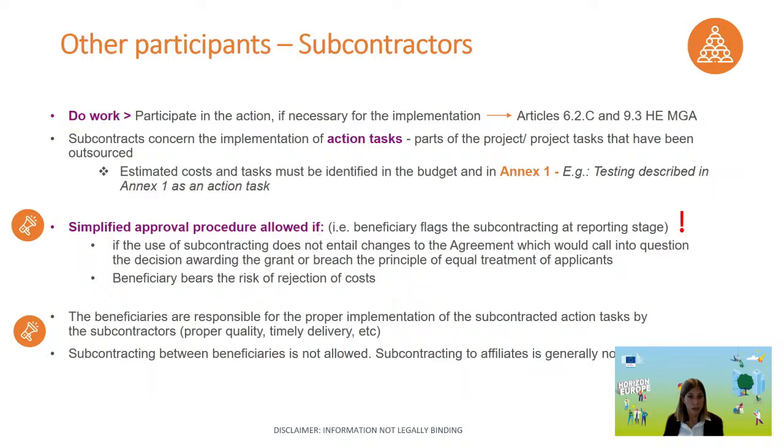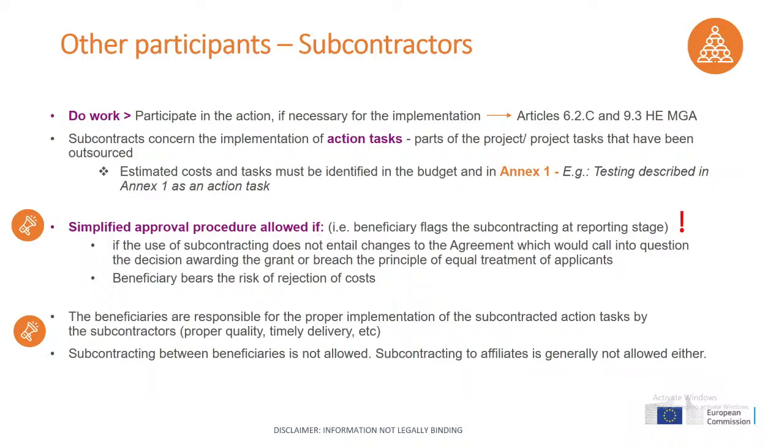You have to bear in mind that the subcontracting can be accepted only if it is justified and if the use of the subcontracting does not entail changes to the agreement, which would call into question the decision awarding the grant or breach the principle of equal treatment of applicants. So this means that all beneficiaries bear the risk of rejection of cost. So in practice, it is always better to contact your project officer to inform him or her that you need to subcontract some action tasks and that this was not foreseen in Annex 1.